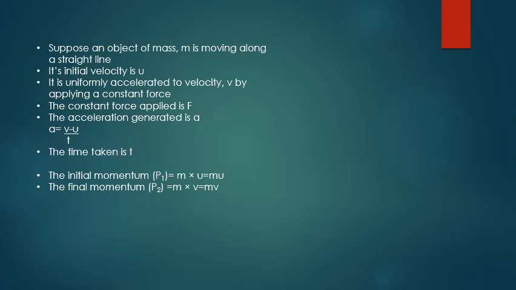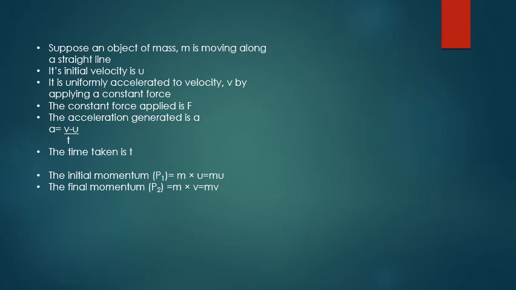Momentum is denoted by p, with mass and velocity. So the initial momentum would be m into u, because the mass remains constant and only the velocity changes. u is the initial velocity, and the final momentum would be m into v, where v is the final velocity.